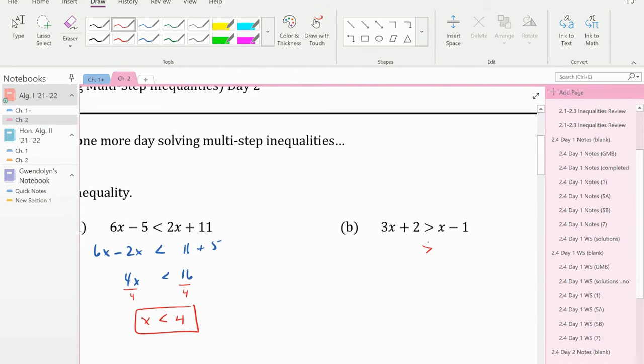Okay. All right. This one, same thing. I'm going to move my variables to the left. So 3x stayed put. I had to move the x. Negative 1 stayed put. I had to move the 2. So here's 2x is greater than negative 3. I'm going to divide both sides by positive 2. Don't flip the inequality. Don't worry if a fraction shows up. It's not a big deal. Sometimes the answers have fractions in them.